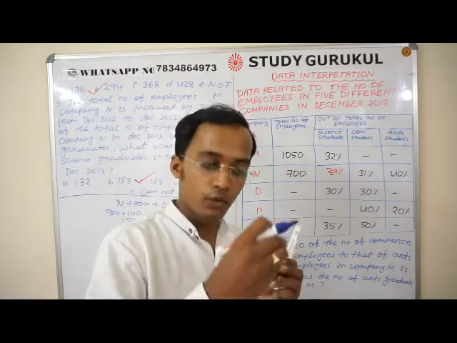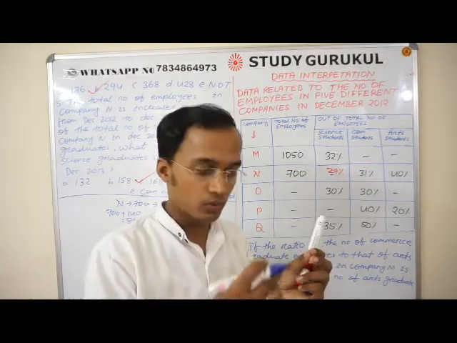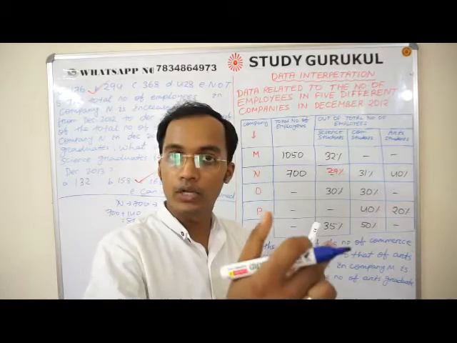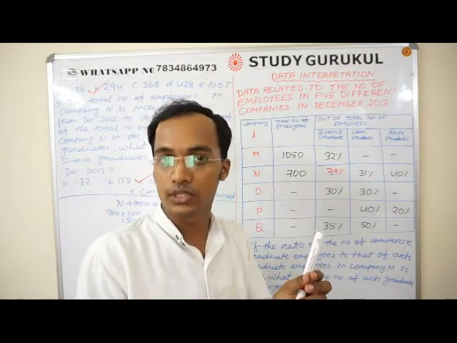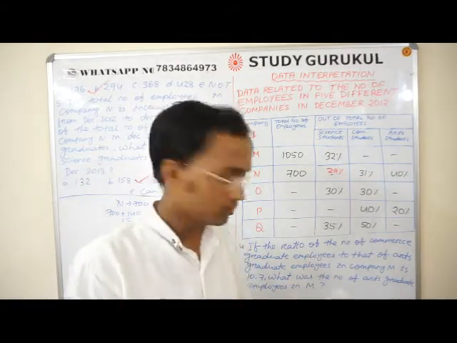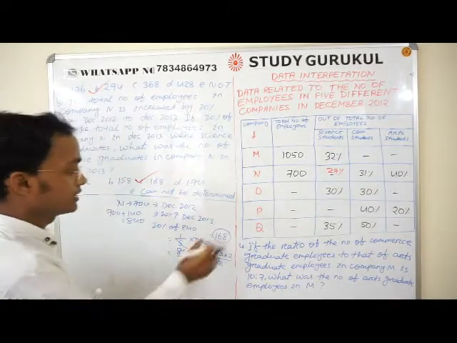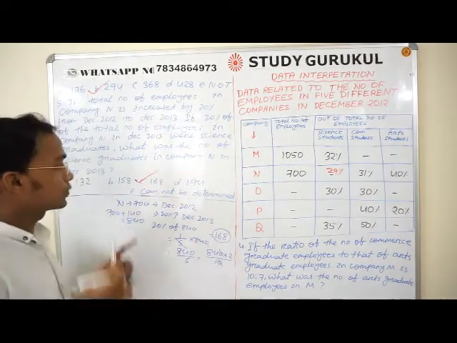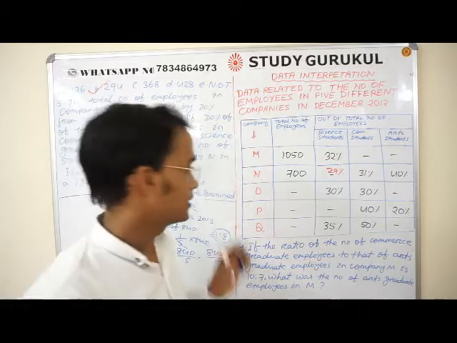To divide by 5, multiply by 2, then cancel 1 zero. Clear? So this is your answer. For this question, your answer is 168.